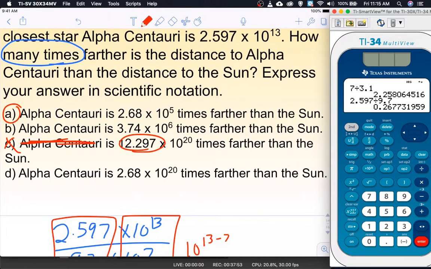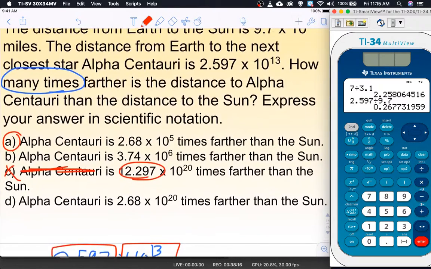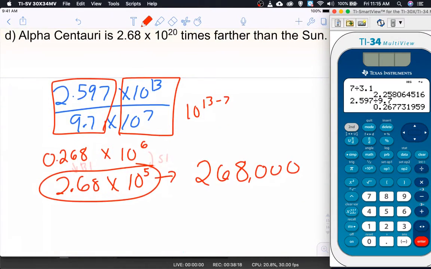Now, in case you are curious what that number actually is in standard form, that would be 268,000. 1, 2, 3, 4, 5, I moved the decimal 5 places. 268,000 times farther. Not 268,000 miles, times farther. And the Sun is already 97,000 miles? Yeah. So it's very, very, very, very far to the next star.